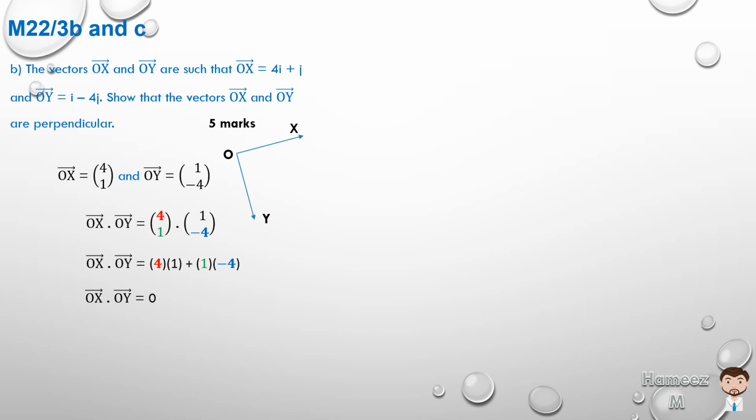So if OX dot OY is equal to 0, and we know that is equal to the length of OX by the length of OY cos theta, clearly we can see that OX, the length of that is not 0, and the length of OY is not 0, which means the only way the right hand side can work out to be 0 is if cos theta is equal to 0. As such, theta is equal to 90 degrees. So this proves that OX and OY, the angle between them is 90 degrees, or we can say OX and OY are perpendicular.